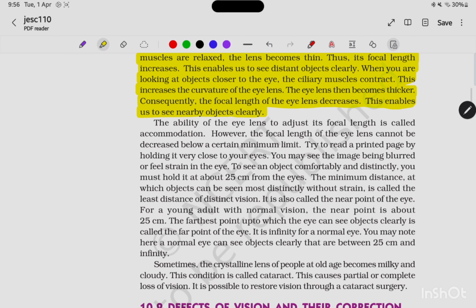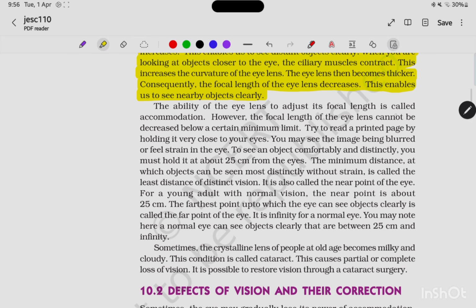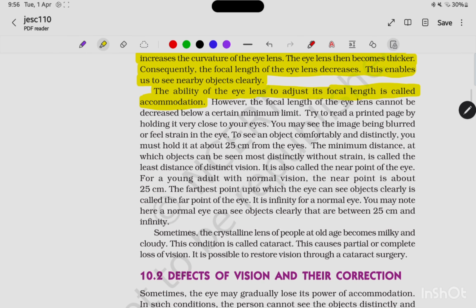Now the next point can be asked for 1 mark questions. The ability of the eye lens to adjust its focal length is called power of accommodation. So it is accommodating to different things at different distances. However, the focal length of the eye lens cannot be decreased below a certain minimum limit. Okay, try to read a printed page by holding it very close to your eyes. You may see this image being blurred or feel strain in the eye.